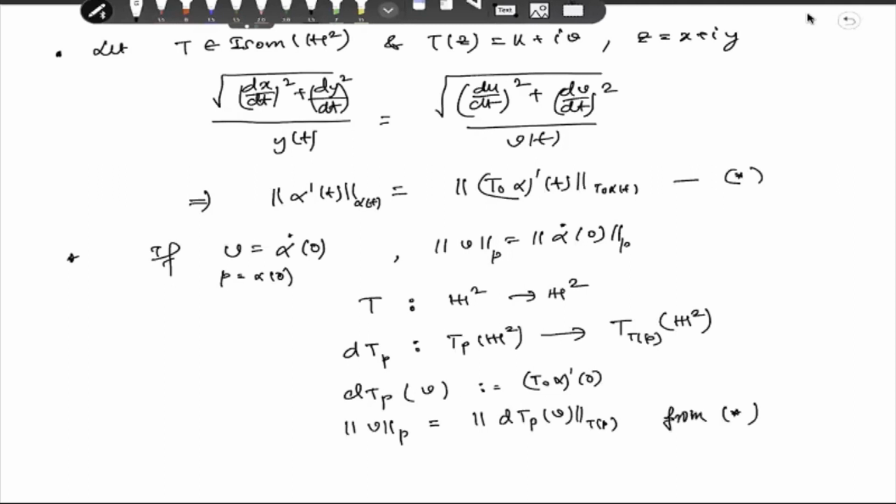So in this equation star, if I put t equals 0, then we get this equation. Let me write down this thing: dT_P is called the differential of t at the point P. Okay, so now let us define.